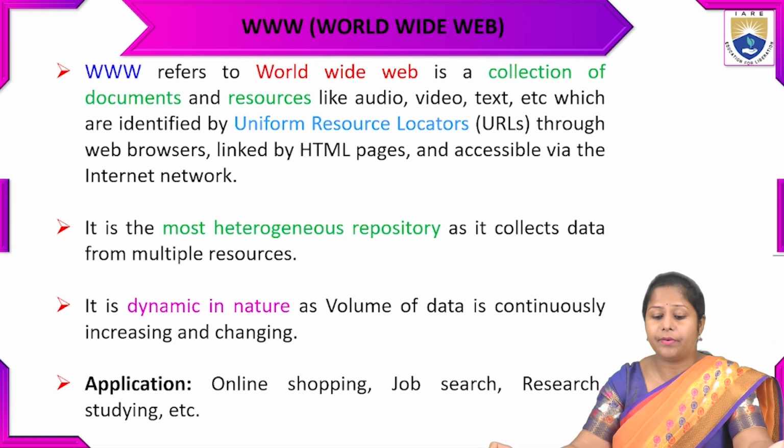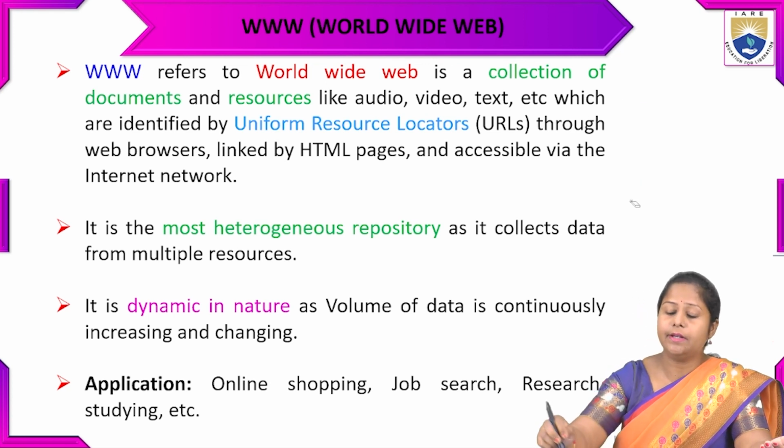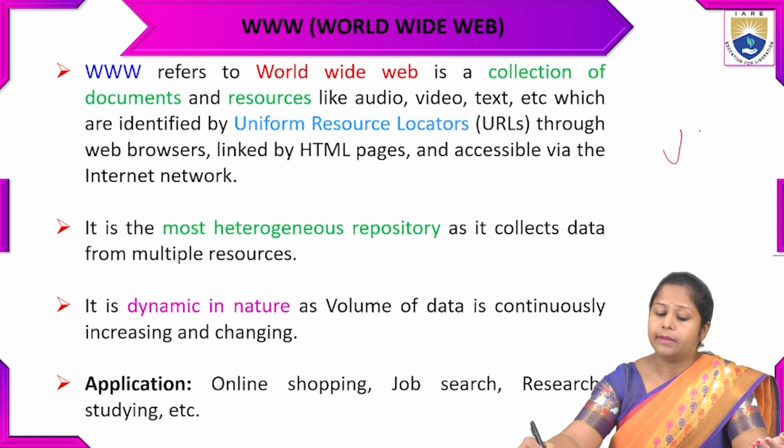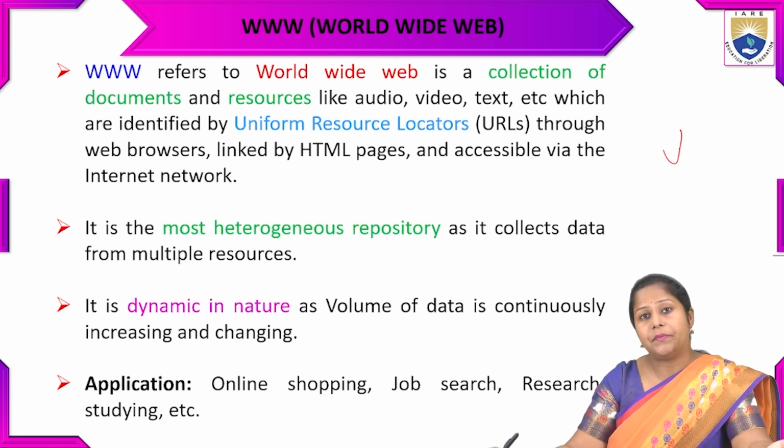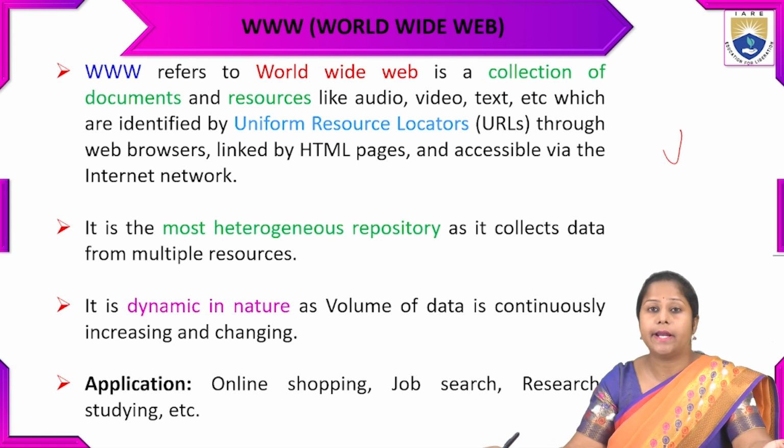World Wide Web data. The World Wide Web refers to the collection of documents and resources, like audio, video, text, structured, identified by some URL, the uniform resource locator, on the website. So in a web browser, as a user we have to write the URL, the uniform resource locator, and then type that particular website, www.something.com or any related domain. So that will be accessible via the internet network. So we should have an internet network to use those types of URLs. They are linked by HTML pages in the background. So that collection of documents and resources will be under the World Wide Web data.